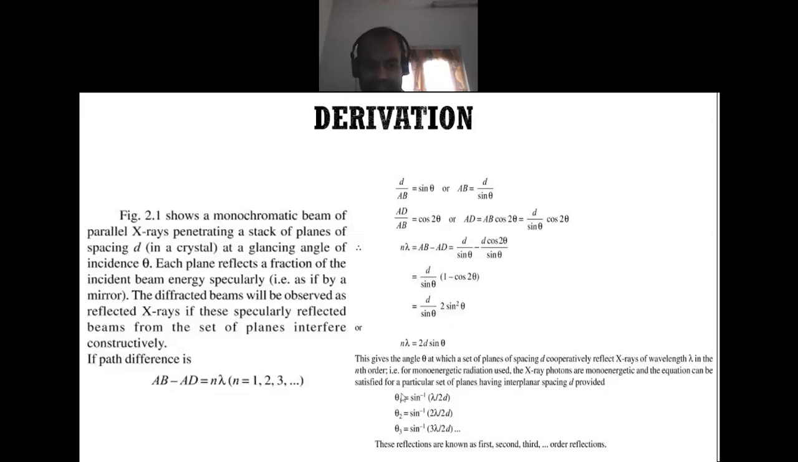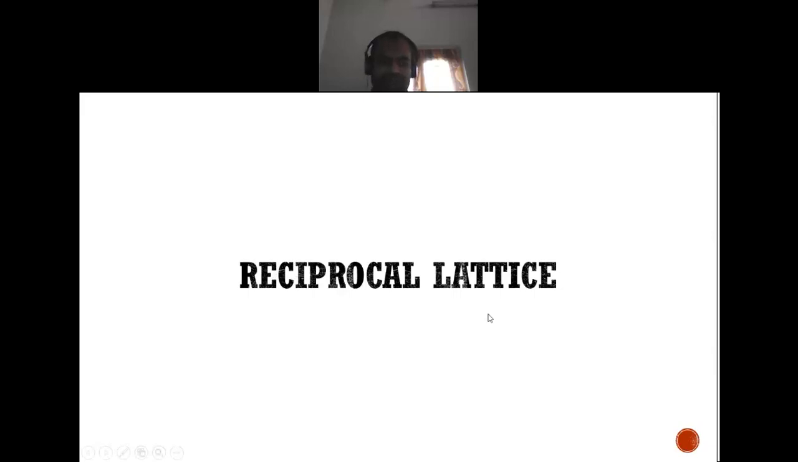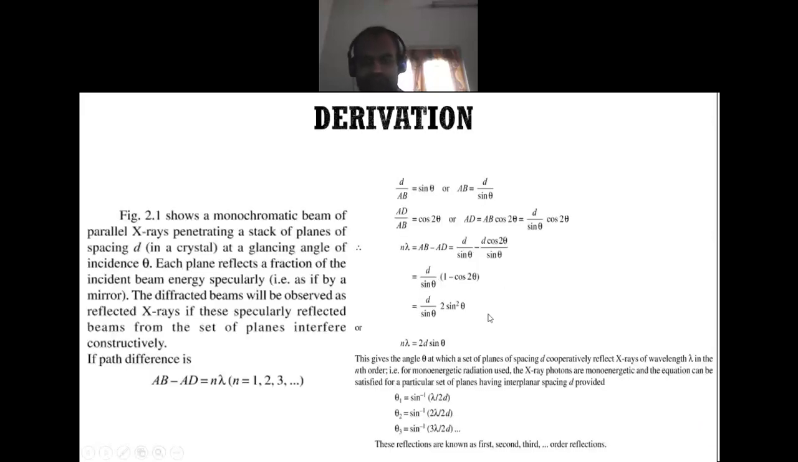And the angles theta 1, theta 2, theta 3 for first order, second order, and third order can be calculated like this. So the Debye-Scherrer method we will learn later. That is a detailed method of determining the various crystallographic planes of a material.